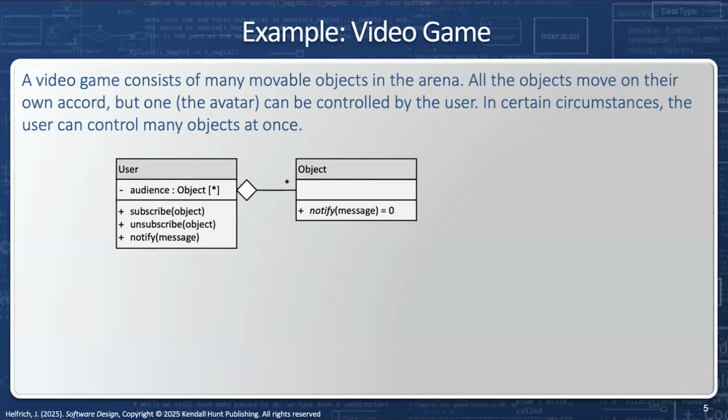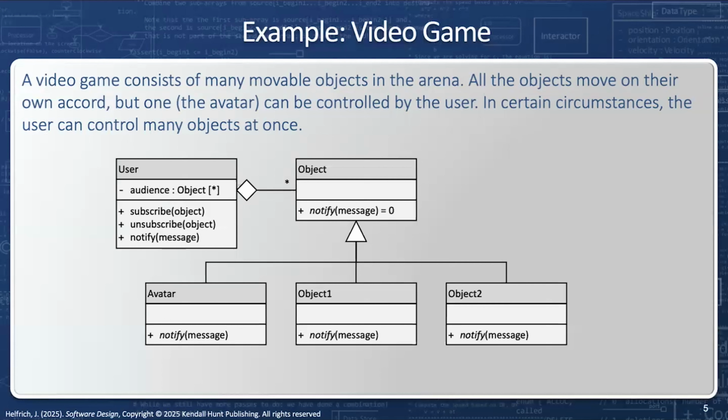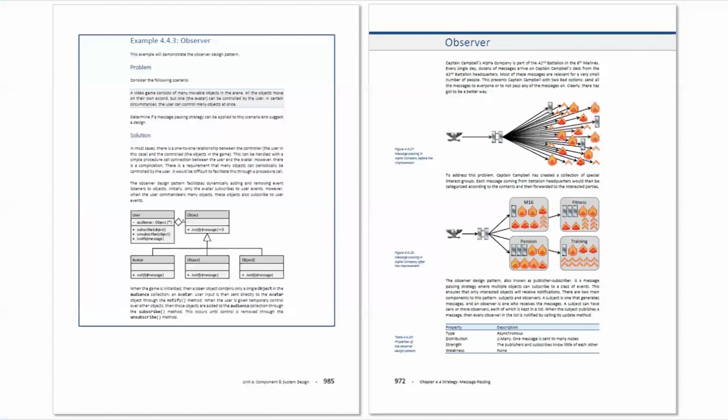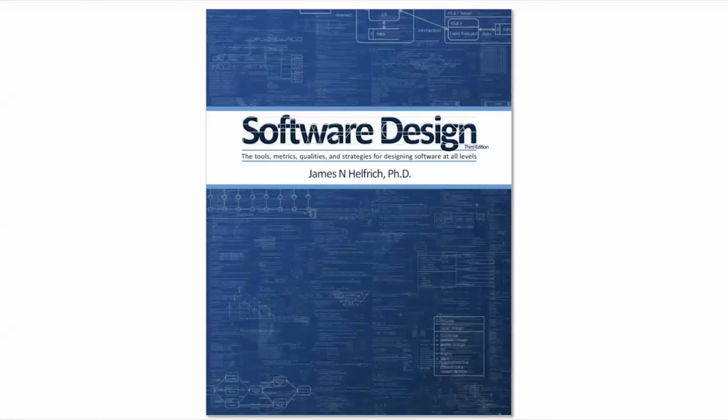And notice how I can add an object with subscribe and remove an object with unsubscribe. And then, of course, I have my notify. I'm going to have a couple derived classes. In fact, I'm going to have three. One for the avatar, who's always going to be honoring the message, and then object 1 and object 2, who may, in certain circumstances, respond to the event. And all these are going to be related to object through inheritance. This is example 44.3 in the observer section of the message passing chapter of the software design textbook.